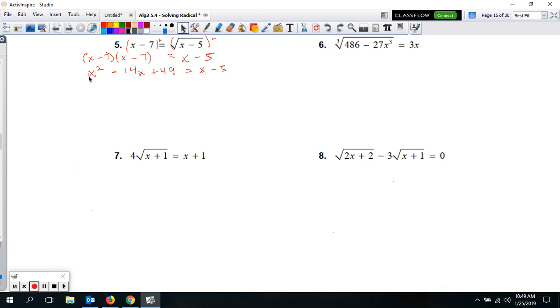And so that would give us now x squared. When we do x times x, the outside is negative 7x, the inside will be another negative 7x, and we combine those together to give us negative 14x. And then negative 7 times negative 7 for the last ones is positive 49. Okay, so that should not be hard to do. You've done those before to get a trinomial. And now we have the x minus 5.